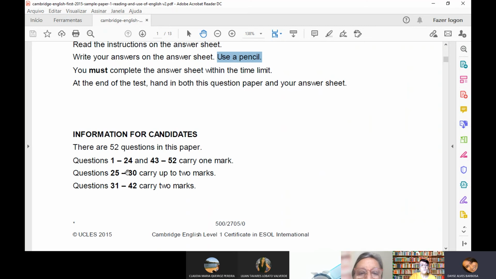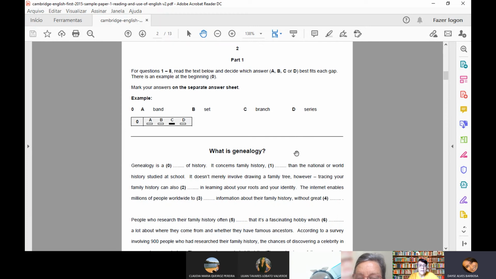Questions 1 to 24, and questions 43 to 52, are worth 1 mark, 1 point. Questions 25 to 30 are 2 marks. They are the sentence transformation sentences. And 31 to 42 are also 2 marks. I believe they are also the sentence transformation. I'm not so sure now. You will see the exams are always like this.